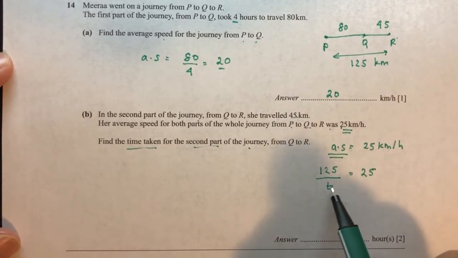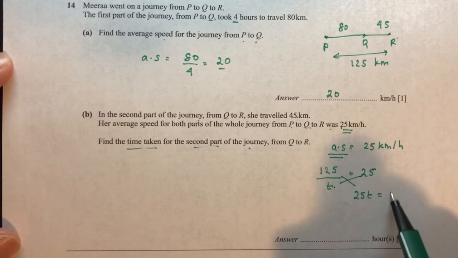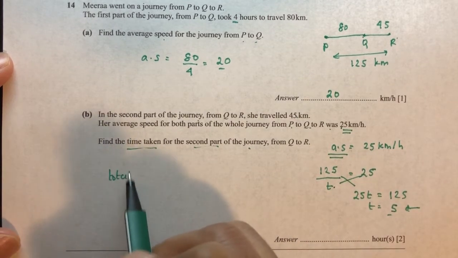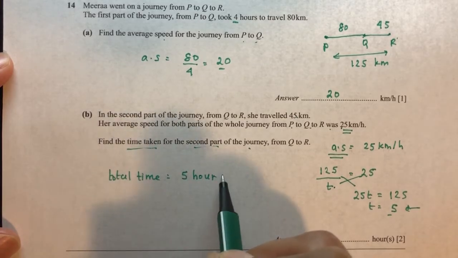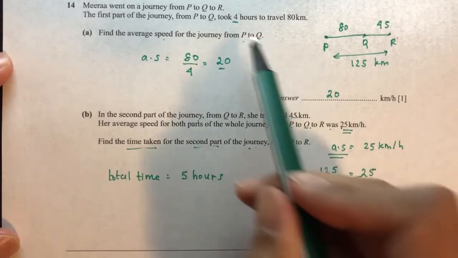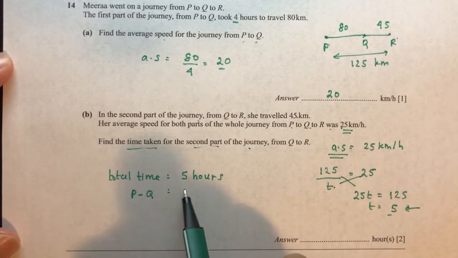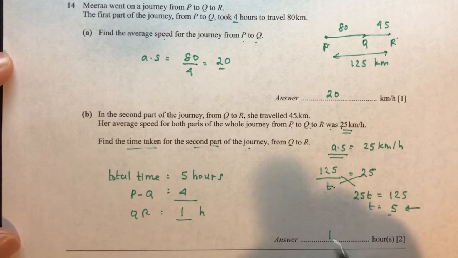Okay, so let's find the total time taken. So that will be cross multiply. We will have 25 t equal to 125. So t equal to 5. So total time taken is 5 hours. Because she traveled from P to Q in 4 hours, which means Q to R, she took 1 hour. So your answer for part B will be 1 hour.